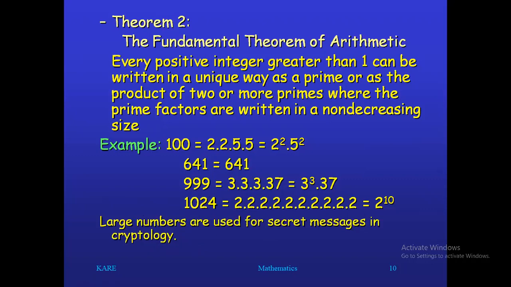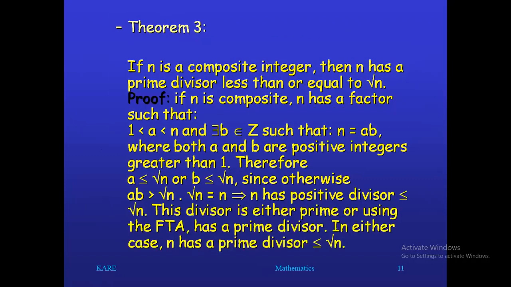This slide has again a few examples for the fundamental theorem of arithmetic. The next, if n is a composite integer, then n has a prime divisor less than or equal to root n. For this, the proof is given here. We talked about P1 and P2 with a small expression and gave the proof for the same theorem, but here we give a little more explanation.